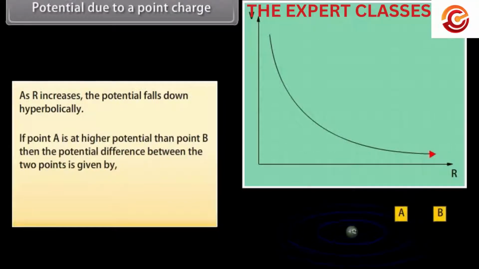If point A is at higher potential than point B, then the potential difference between the 2 points is given by V_AB equals V_A minus V_B. Put the values of V_A and V_B, we get V_AB equal to Q by 4 pi epsilon naught multiplied by 1 upon a minus 1 upon b.